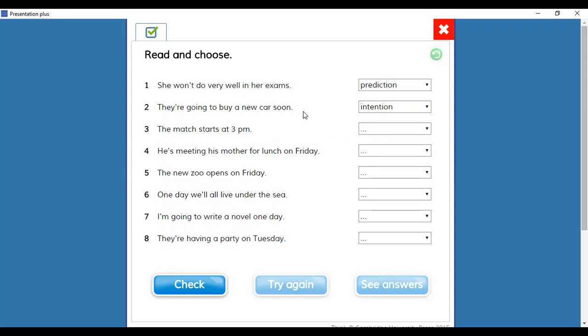Maybe if it said they are going to buy a new car because they sold their old car last week, maybe it could be a prediction, maybe.